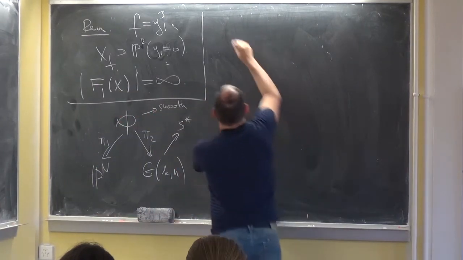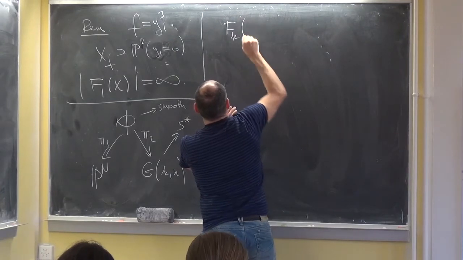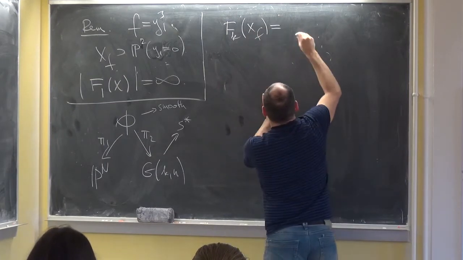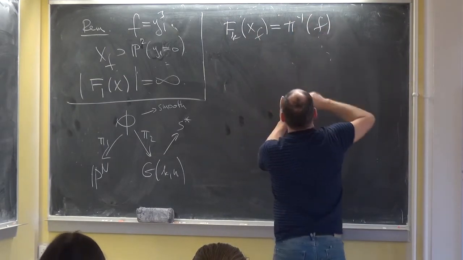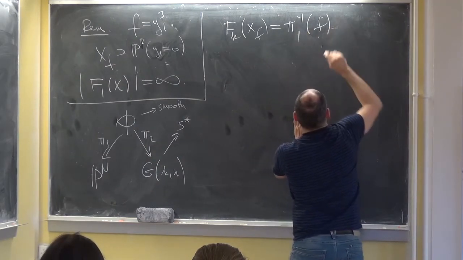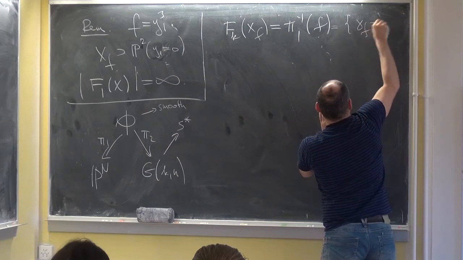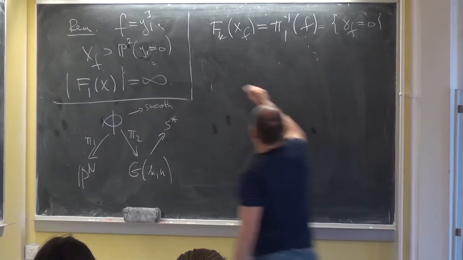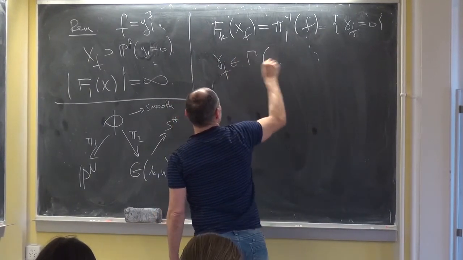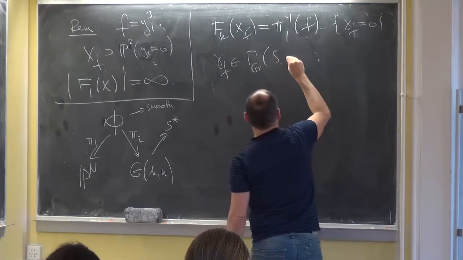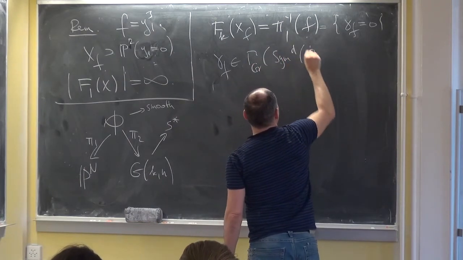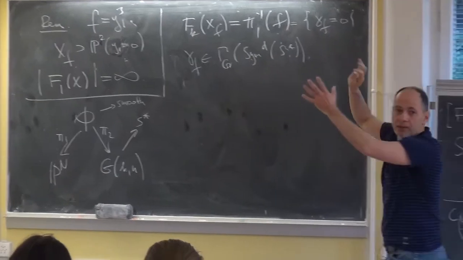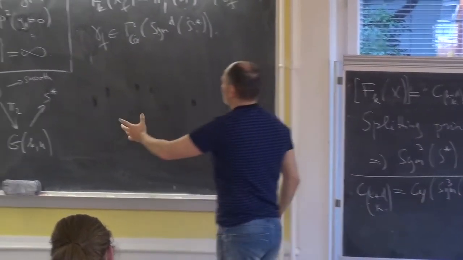And so the idea was that F_k of X_f was the same thing as pi 1 inverse of f, and this was the same thing as the set where gamma f equals 0, where gamma f is the section on the Grassmannian of Sym^d S star. Okay, so this is our setup. The point is that we have a triple view of the thing. This is what's important. We have the same space in three different ways.